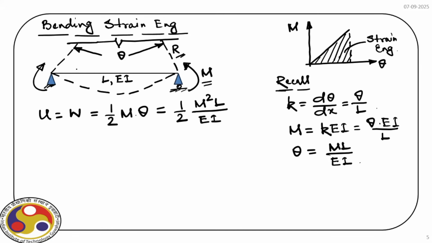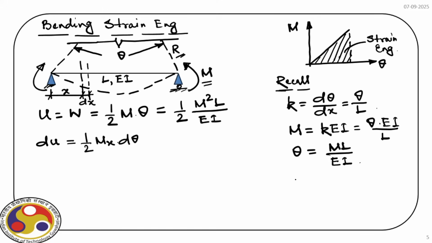Now for any beam having any arbitrary loading, if we consider a section at a distance x and consider a segment of size dx, then we can again find out the strain energy stored over this element, and that is, as per definition, half Mx times d theta, the strain energy stored within this small element, right? So we consider this small element.